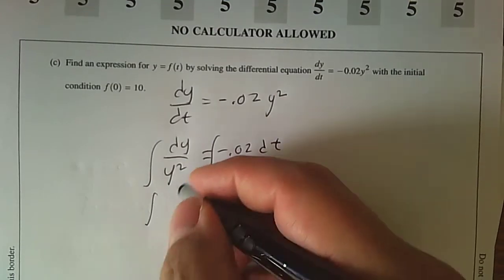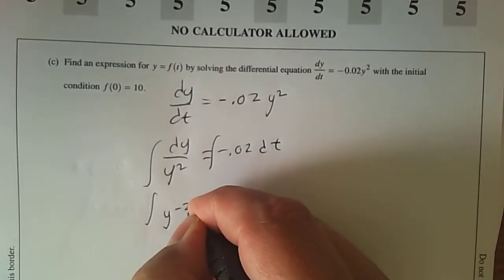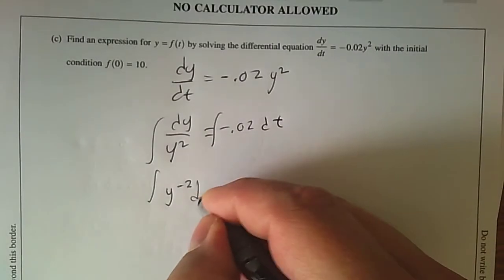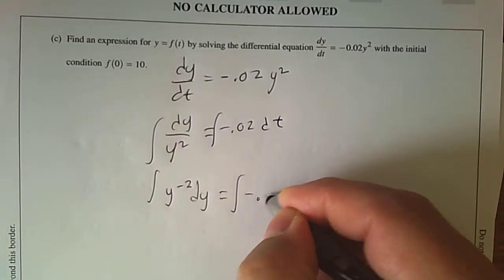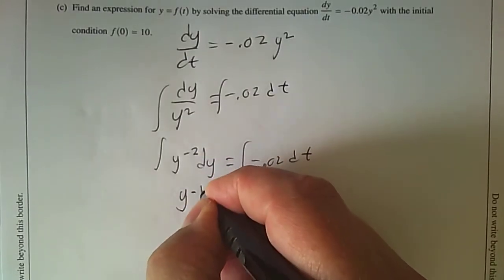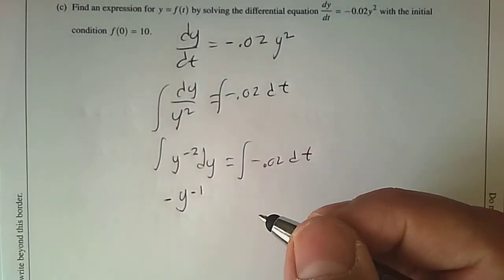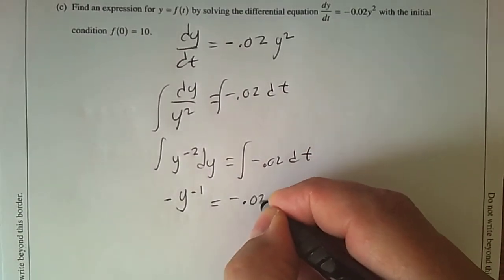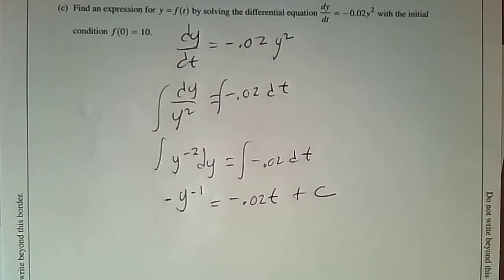Now this on the left is really y to the negative 2. It is not a logarithm. So when I integrate this, I'm going to add 1 to the exponent and divide by negative 1, so it just makes it negative. On the right side, I just have negative 0.02 and just put a t there, and then don't forget the constant.